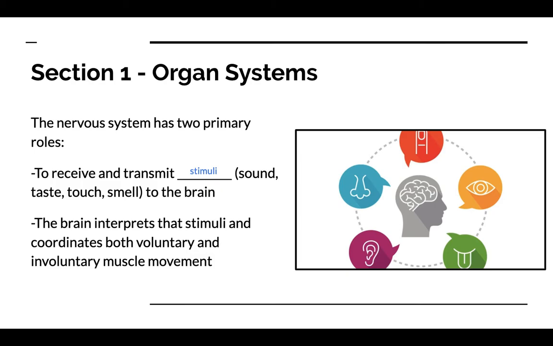So to understand how to interpret color, what does a taste indicate to the brain? How does a smell tie to a memory? Those are the big parts of the nervous system. It's really a series of circuits that communicate with one another.